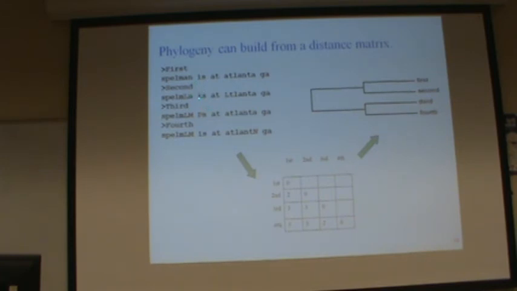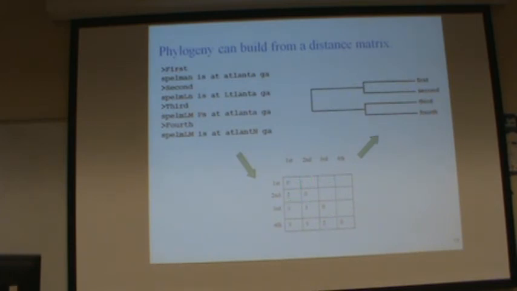Meaning that the first and second are more closely related? Yes. First, based on distance, intuitively you can see first and second are closer to each other. This is because they have only two mutations between the two. And three and four also have two mutations between the two. So you can tell three and four and the one and two are closer to each other. Intuitively.